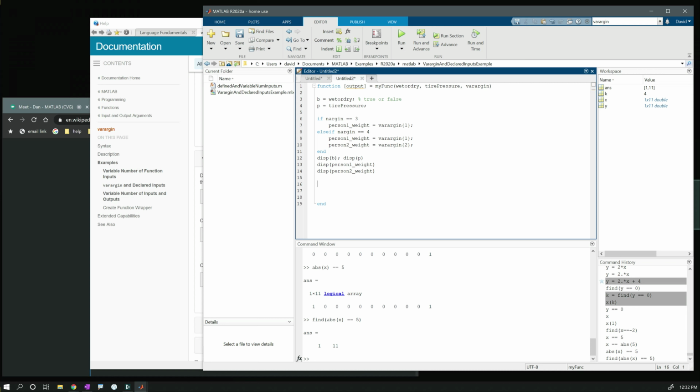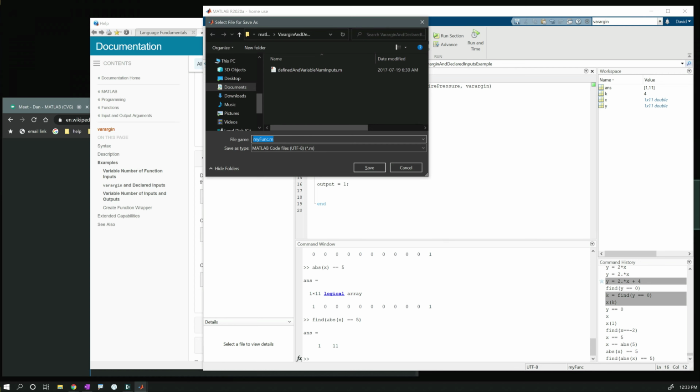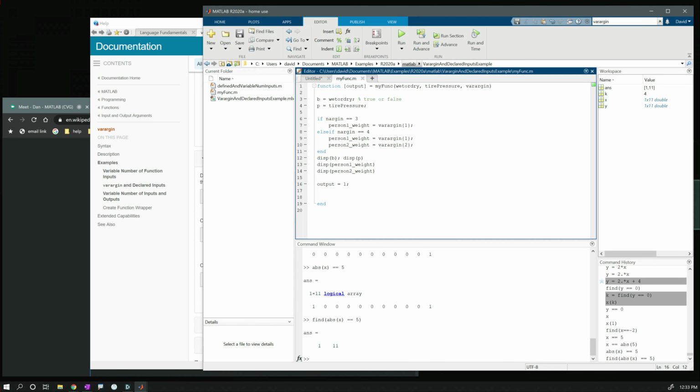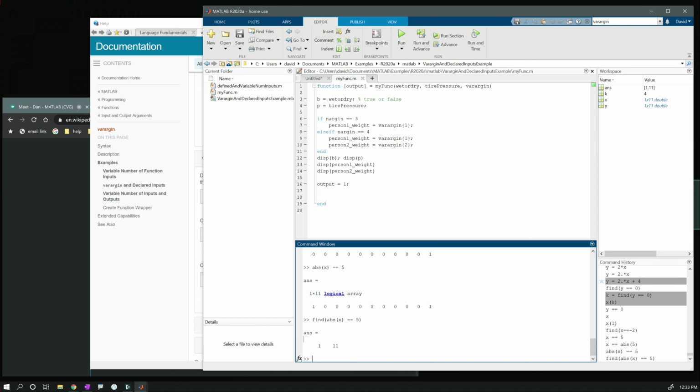Okay, and then the output doesn't really matter right now. We'll just say output is equal to 1, so I give it a number. All right, hit save. There's my function. And oh, I'm in some other directory. That's fine for now. Okay, so let's call my function, and then I should give it, right, I'm going to say true. It's wet, and then the tire pressure is going to be 33.3, and then I'm going to give it, let's see, 200 pounds for one person, but then that's it.